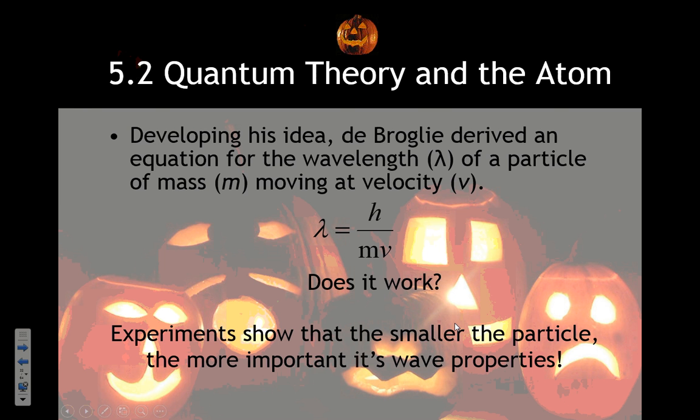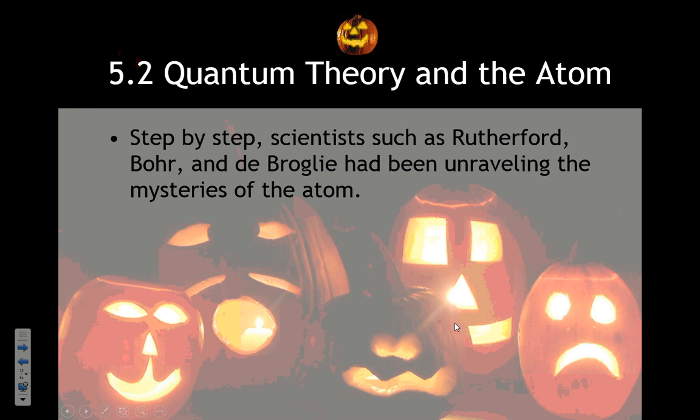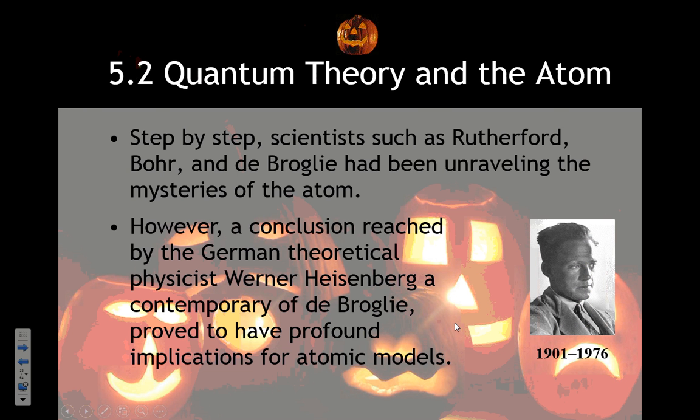Well, in limited ways, because experiments have shown us that the smaller the particle, the more important its wave properties are. The larger the particle, the less important. So for an everyday object like bowling balls and hard balls and those types of things, no, the wave-like properties of that substance really aren't important. But when we deal with something as small as an electron, which is the smallest type of particle we've talked about, now its wave-like properties become very, very, very important. So we were a step closer to understanding what we were trying to find out about the electron, its position and its energy in a predictable way with all of the elements on the periodic table. So step by step, scientists like Rutherford and Bohr and de Broglie were slowly unraveling the mysteries of the atom.